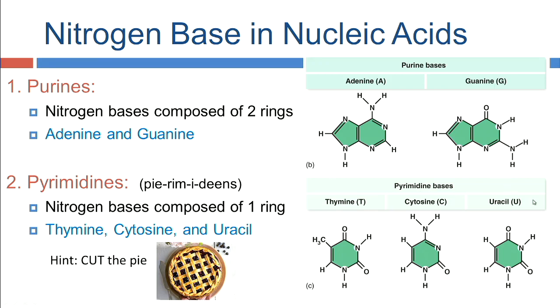So an easy way to remember, how do I know who are the purines and who are the pyrimidines? If you like to eat pie, you have to cut the pie. Okay, so CUT, that's these letters. Cytosine, uracil, thymine. That's a really easy way to remember. Those are pyrimidines because you're going to cut the pie.